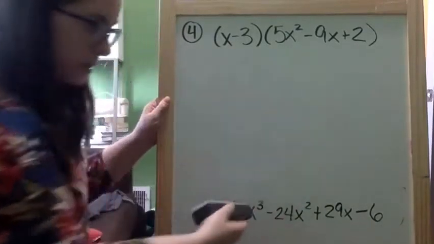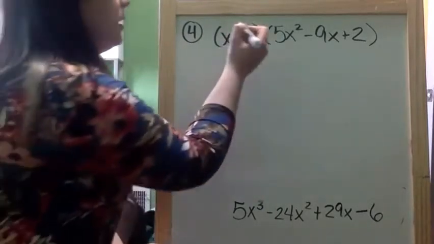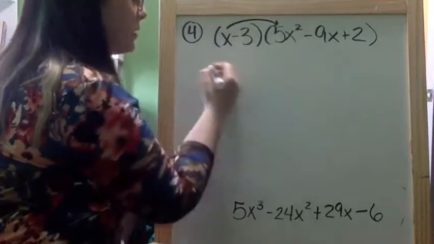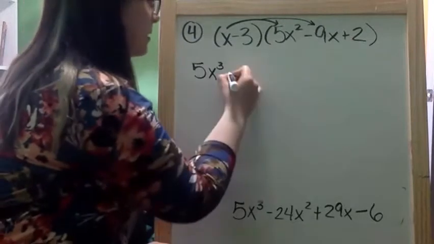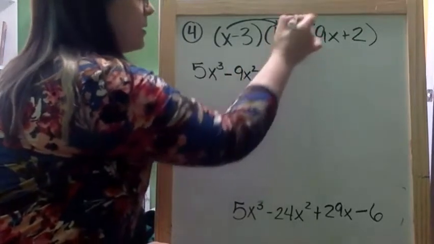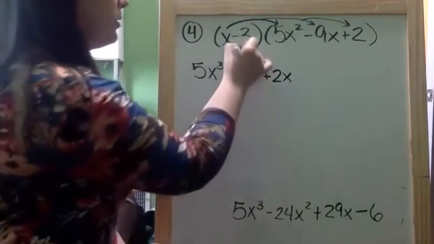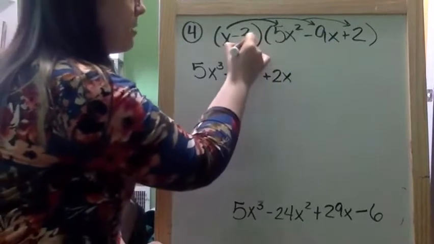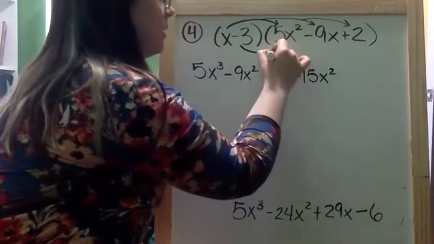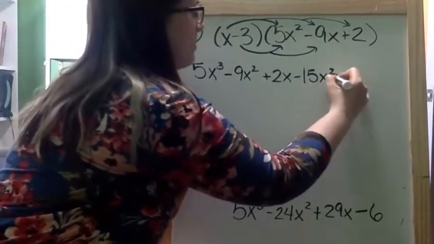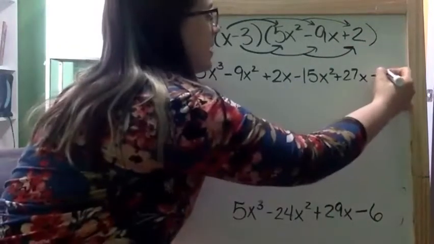So again, leaving the answer so that we know we can get to the same place. If I'm coming back up here again, I would do my x times 5x squared, which would give me my 5x to the third, x times negative 9x, minus 9x squared, and then x times 2, plus 2x. Then I would do my negative 3, and this is where I would move to the bottom. Negative 3 times 5x squared would be minus 15x squared. Negative 3 times negative 9x would be plus 27x, and negative 3 times 2 would be negative 6.